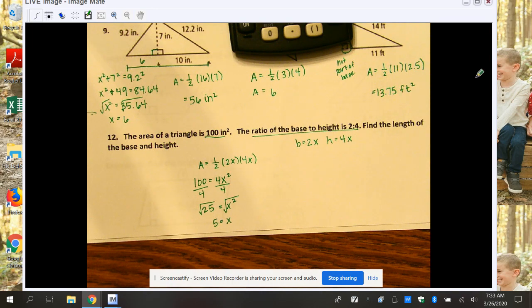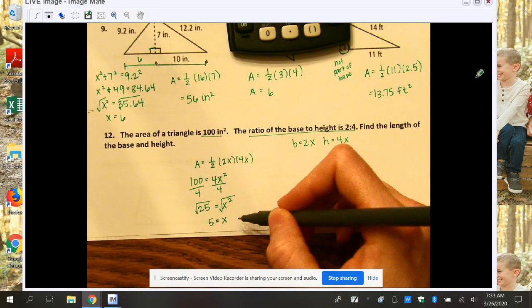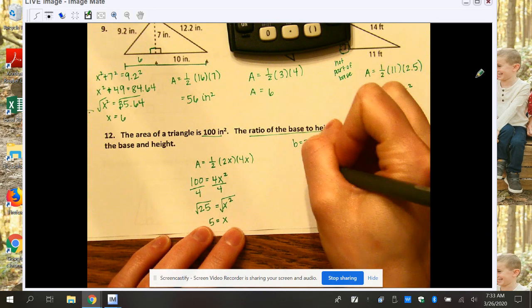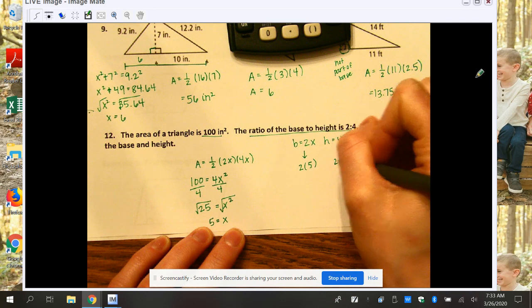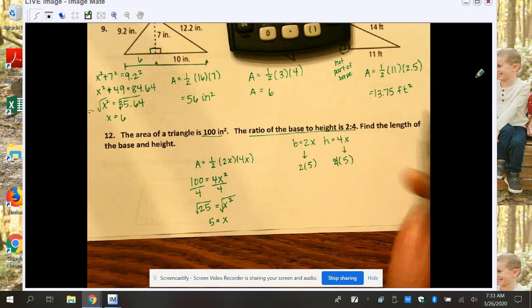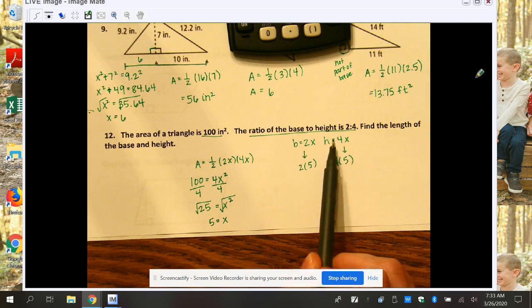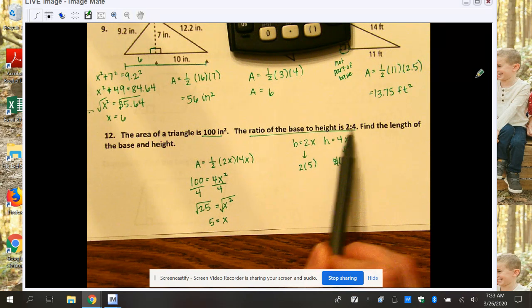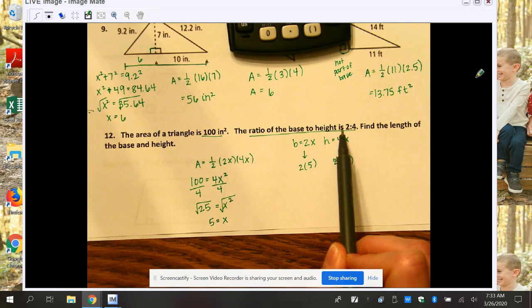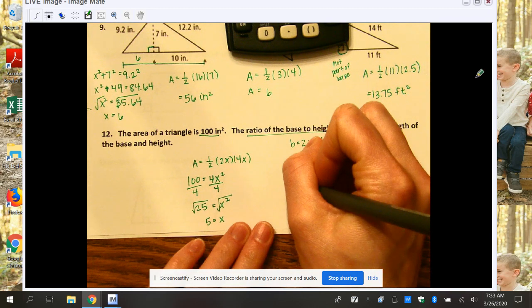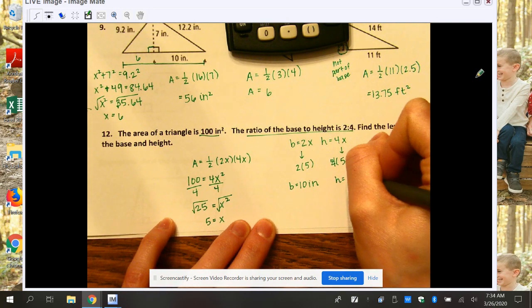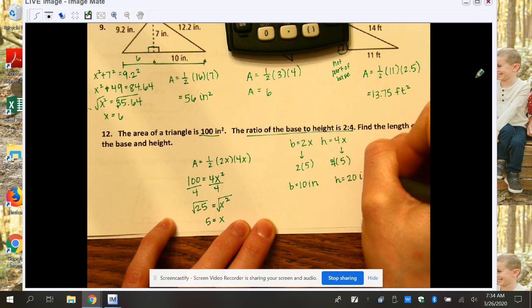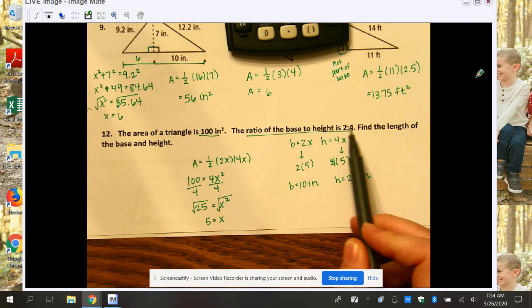And so now I take that 5 and I just come back up here and plug that factor back in. Oops, it should be a 4. And again, we know that the base is the 2x and the height is the 4x because that's how the ratio is presented. Base to height, 2 to 4. So the base is the 2 and the height is the 4. So that means the base is going to be 10 inches and the height is going to be 20 inches. And that's 2 to 4. When we simplify that, that's 1 to 2. And that would be 1 to 2.